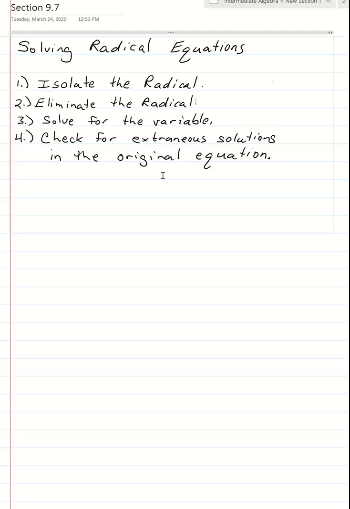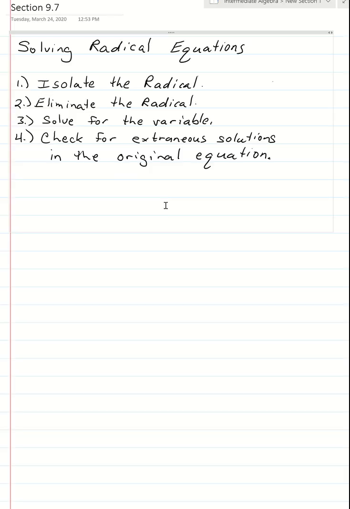Now, we encountered extraneous solutions once before, you may recall, in chapter 8 when we were dealing with rational equations. Well, they're back again. Remember, extraneous solutions are ones that don't work in the original equation. So that's going to be an important step here, step 4. After you solve for the variable, take whatever number you got, plug it back into the original equation, and make sure it makes sense. If it doesn't work in the original equation, then it's an extraneous solution.